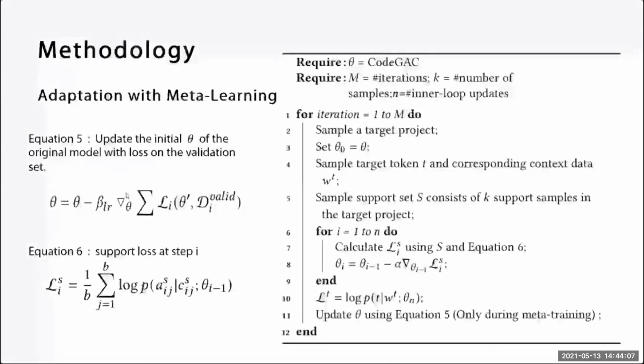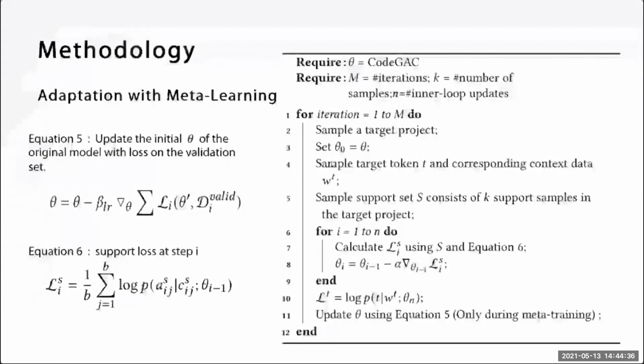Then we introduce the adaptation with meta learning. Here is a pseudocode for our adaptation phase. We use meta learning strategy to train the model. First, we need the base model denoted as theta. M is the iteration times, K is the number of samples, and N is the inner loop updates.